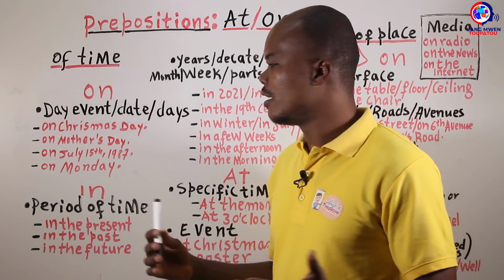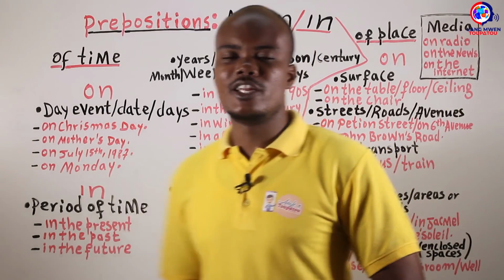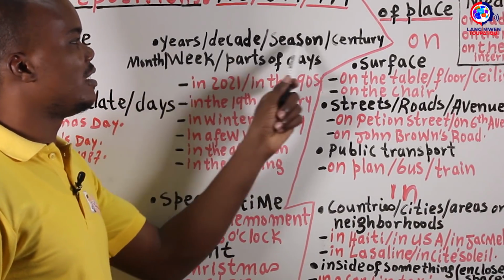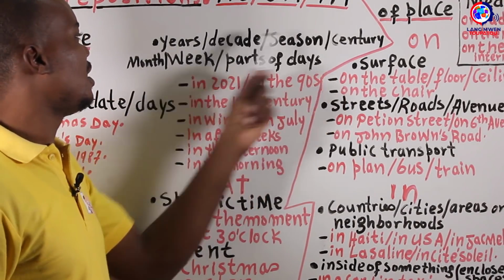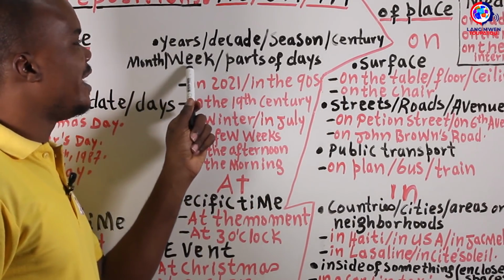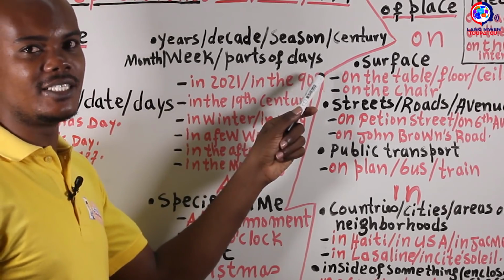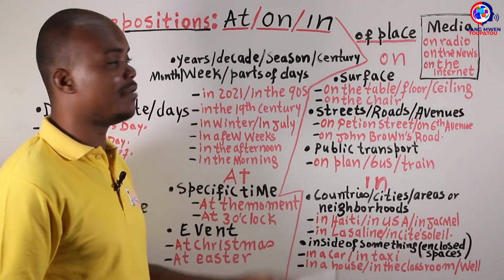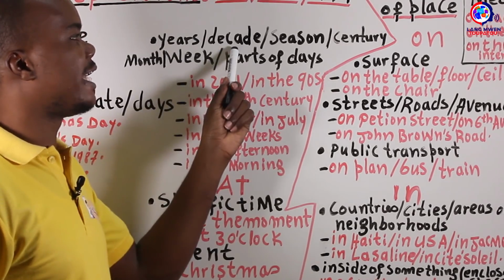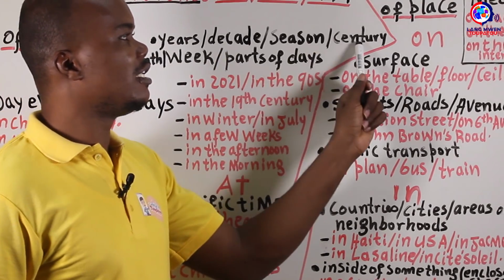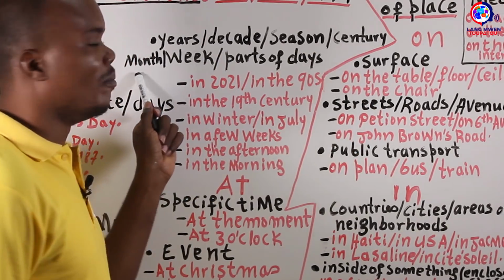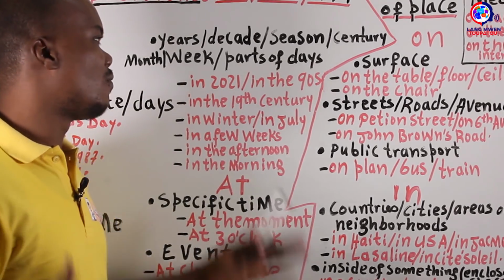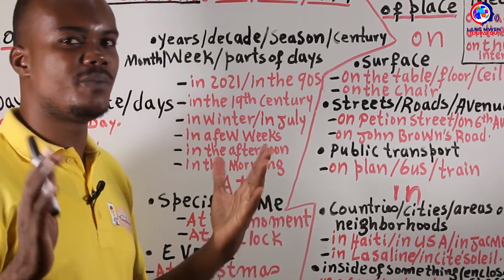So not only this, you can use preposition in before years, before decade, season, century, month, week, parts of days. Okay, let me say again for you. You use preposition in before years, before decade, before season, century, before month, before week, before parts of days. For example, before year, you use preposition in.